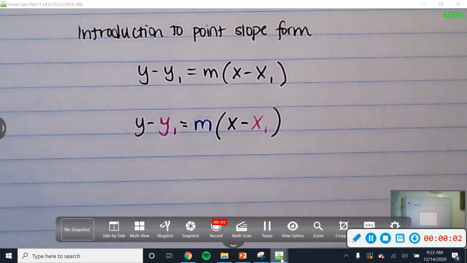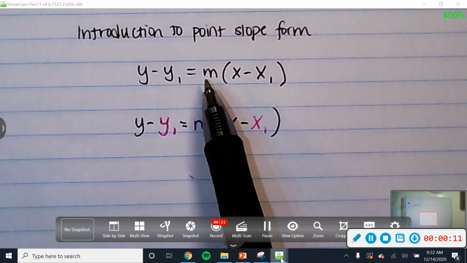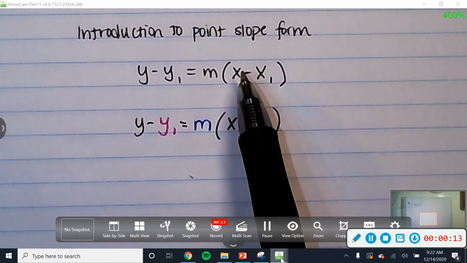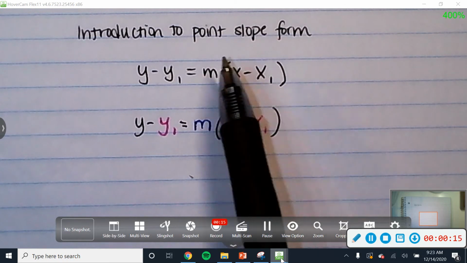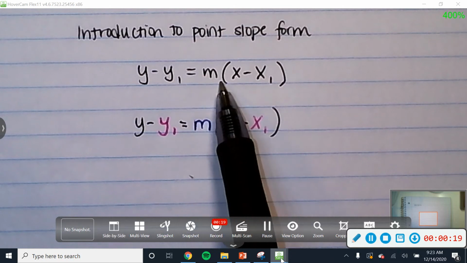So today we're going to be talking about point-slope form. I wrote down the point-slope form right here. It is y minus y1 equals m, and in parentheses, x minus x1. This is the point-slope form. You will need to know and memorize what this form looks like.